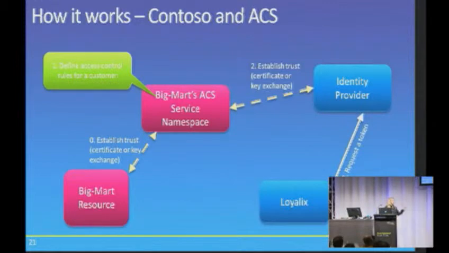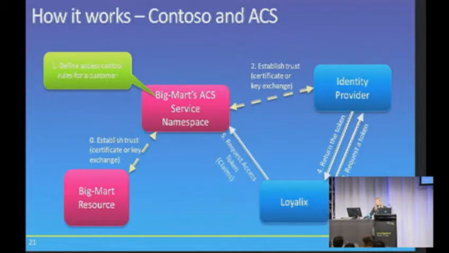Once that happens, that's the configuration portion. Loyalix can go to Facebook, grab a token. The token gets returned, and then sent to the access control service. That token contains a set of claims about Loyalix, that user that's trying to get to that resource. So it's like a business card. I present you with my business card, and it tells you a bunch of information about me. That's what that token contains.